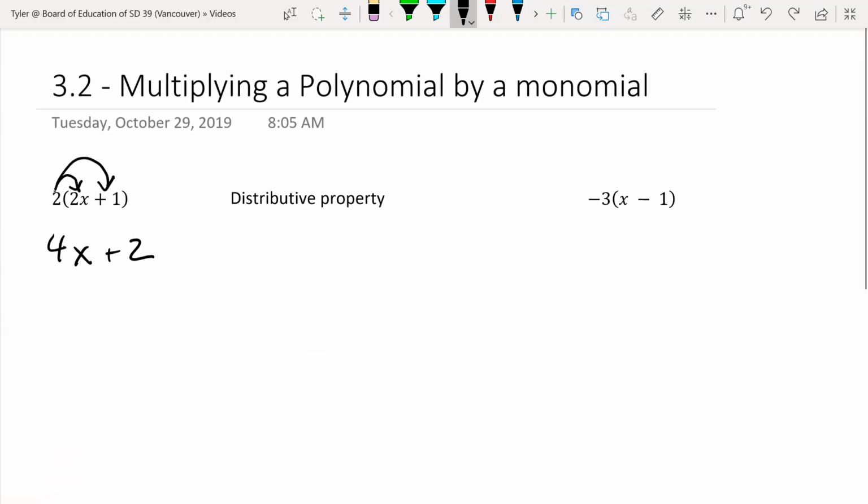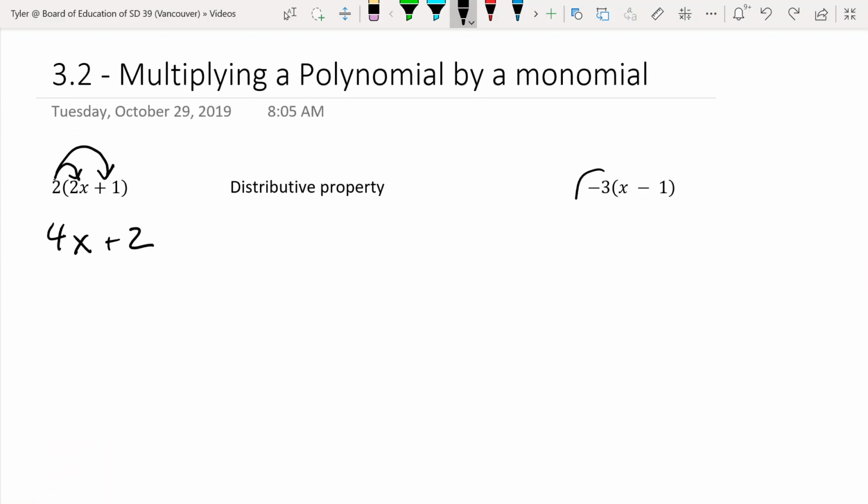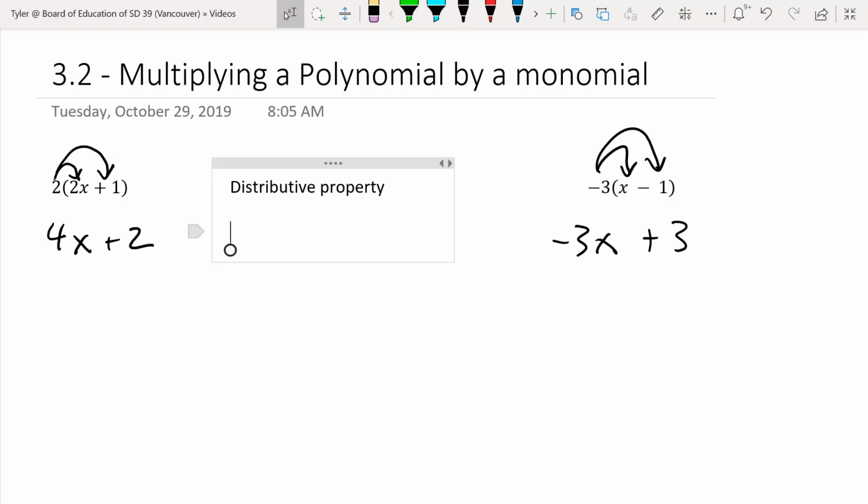Here, let's zoom out so we can still see. So I'm going to say I got negative 3. I'm going to multiply it by x. That gives me negative 3x. Then I'm going to hit negative 3 and multiply it by negative 1. So negative times negative gives me positive. I'm done. These questions don't take a lot of time. I am going to show you another way to visualize it. That's using algebra tiles. So let's flip back to this first one.